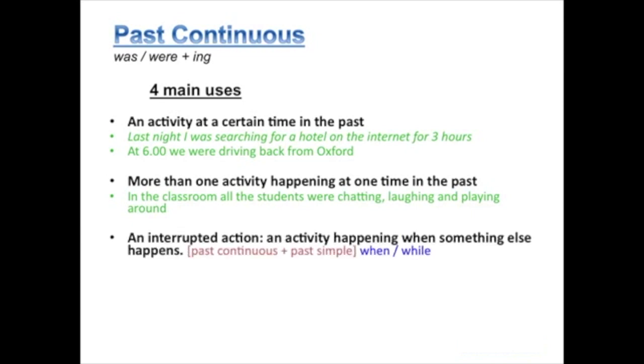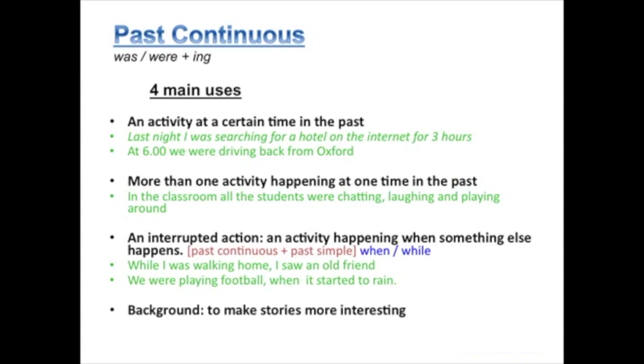The third use is called interrupted action, and this is an activity happening when something else happens. Here we use the two grammar forms of the past continuous and the past simple with when and while. While I was walking home, I saw an old friend. Or, we were playing football when it started to rain. The last use is background information, and we use the past continuous to make stories more interesting. As I walked to school, the birds were singing and the sun was shining.